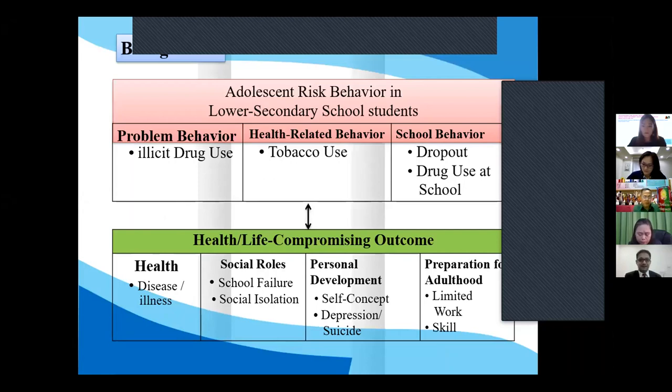There are problems we have in lower secondary school students today. Adolescent risk behavior consists of problem behavior, illicit drug use, health-related behavior, tobacco use, school behavior, dropout, and drug use at school. Life-compromising outcomes include health disease, illness, social isolation, personal development problems, self-concept issues, depression, and suicide, and poor preparation for adulthood with limited work skills.